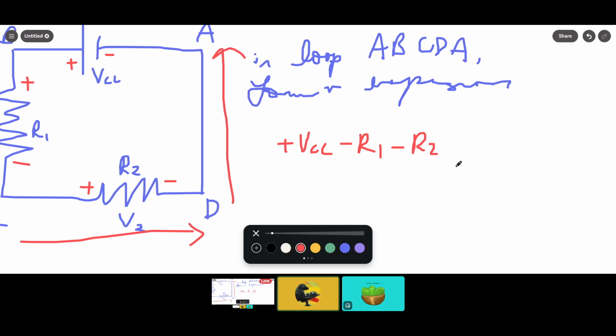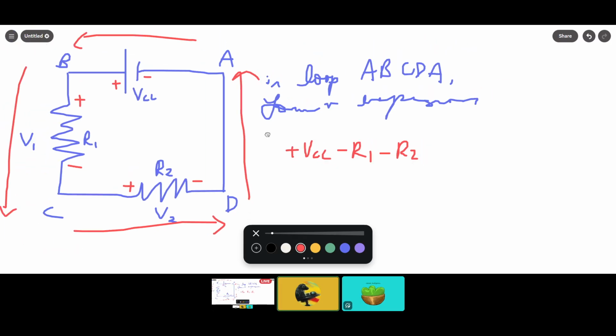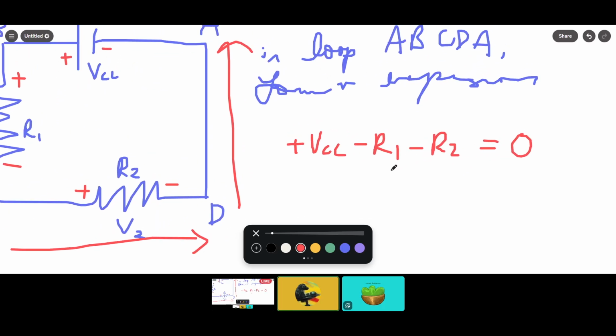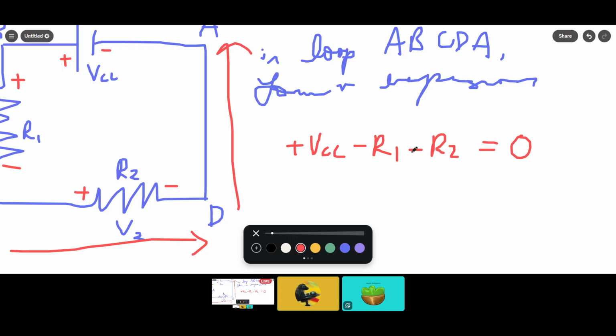What we have done is we have created an expression, but this doesn't really help us. Once you're done finding the expression by going through the components, what you just wrote is equal to 0. Okay, so that is the expression: VCC minus V1 minus V2 is 0. Oh, sorry, I meant to say not R1 and R2, I meant to say V1 and V2. Okay, so how does this help us at all?